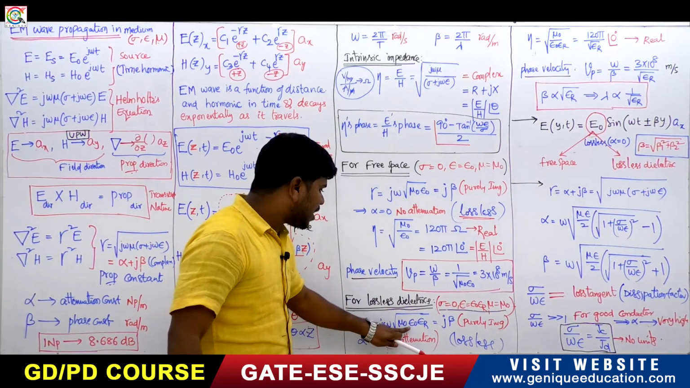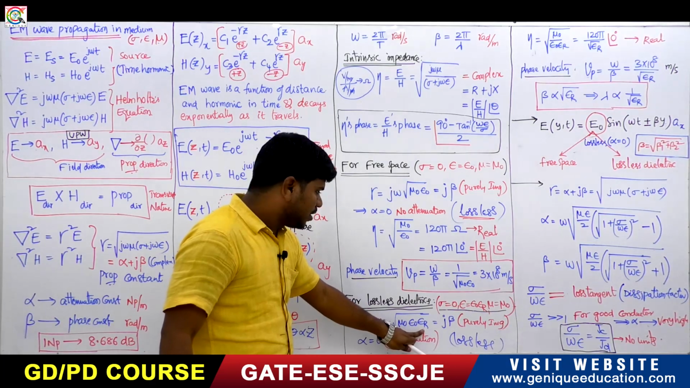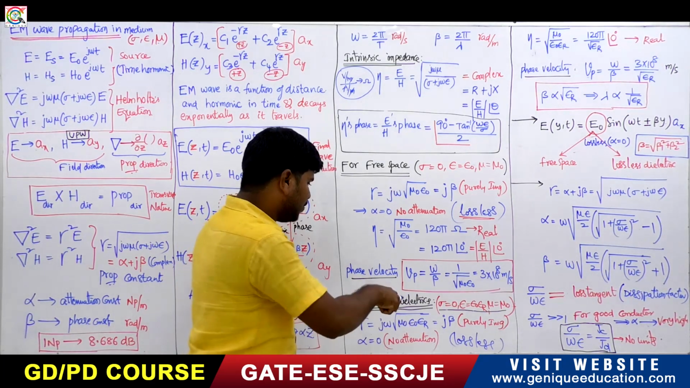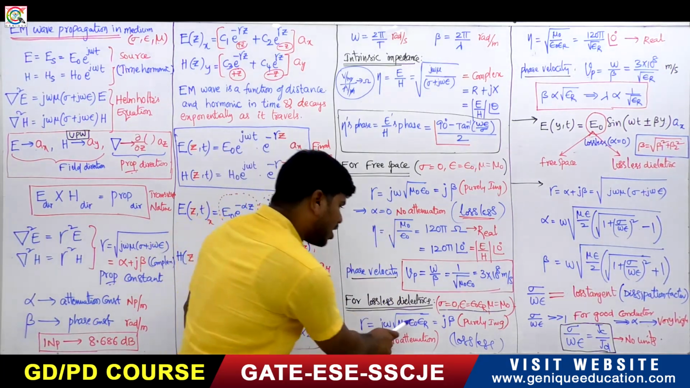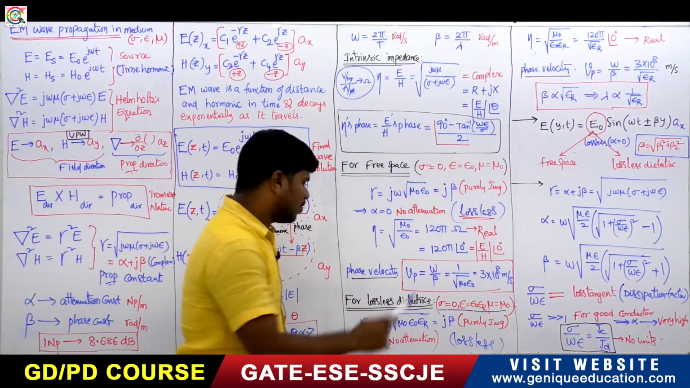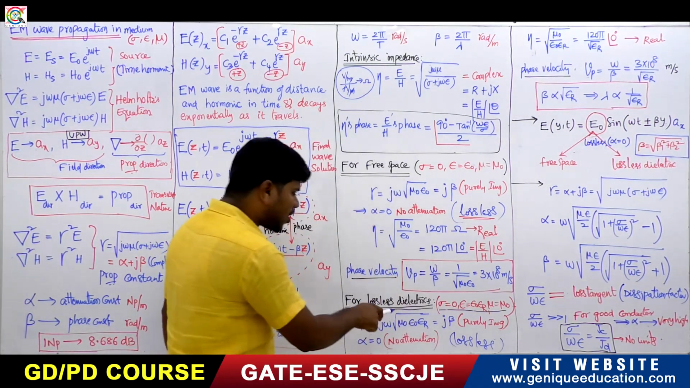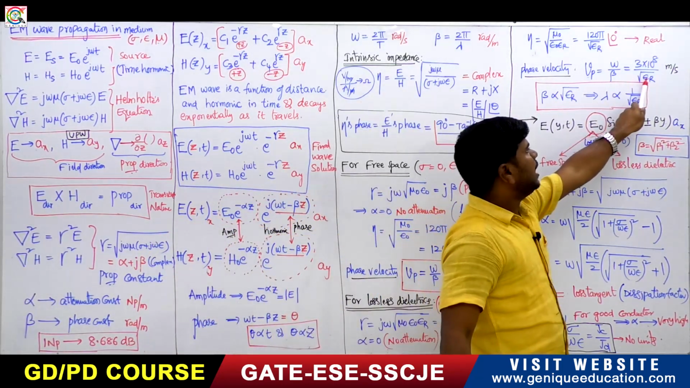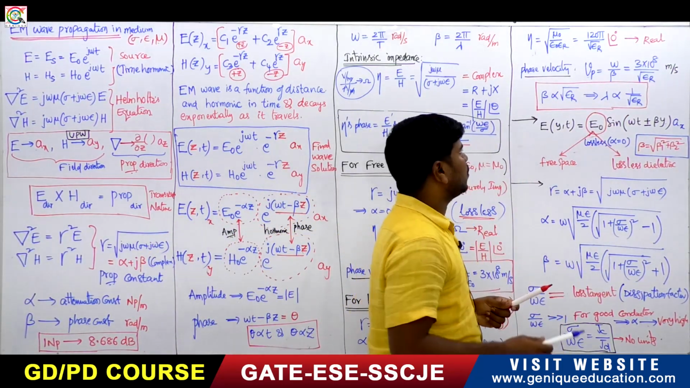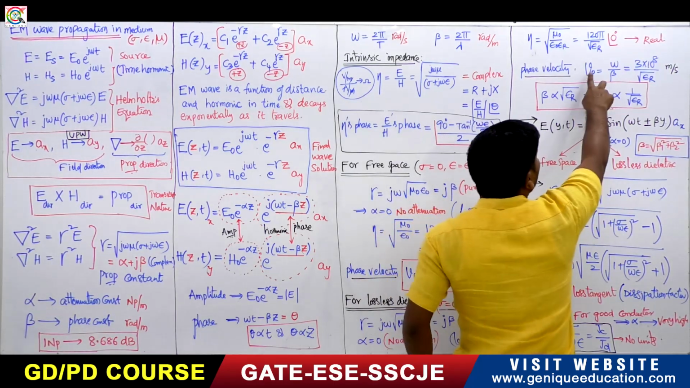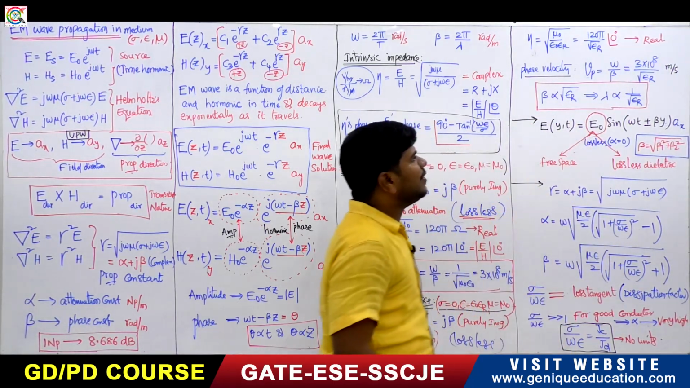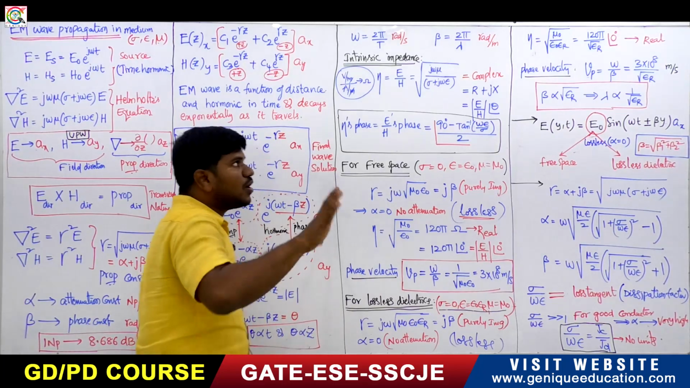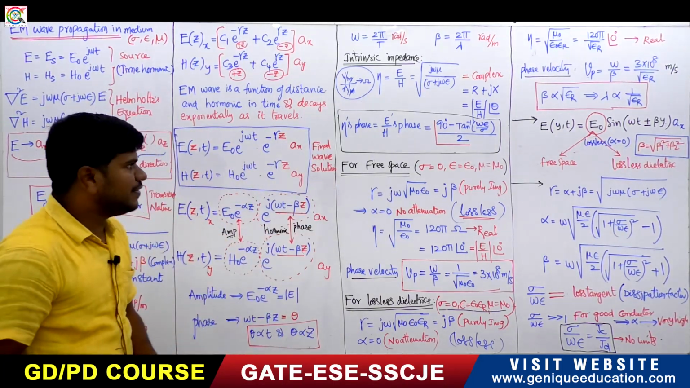Omega into root over mu naught epsilon naught epsilon r. So if you write omega by beta, you will get 1 divided by root over mu naught epsilon naught epsilon r. We know 1 divided by root over mu naught epsilon naught is equal to 3 into 10 power 8. So one more epsilon r is remaining in the root. That's why we can write that Vp is equal to 3 into 10 power 8 divided by root epsilon r. So how can we distinguish between these two?